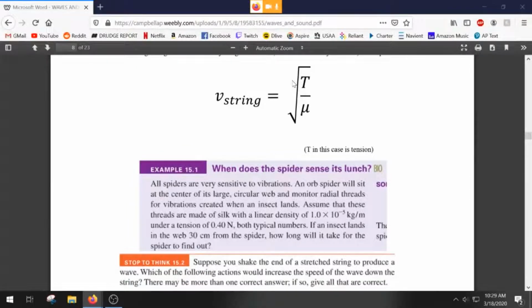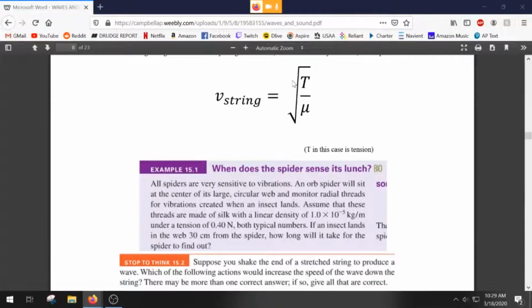So we get a wave speed of 200 meters per second. Any questions on that calculation? Are we okay?